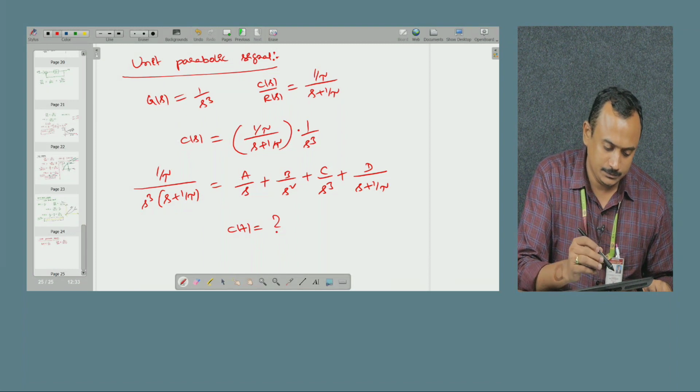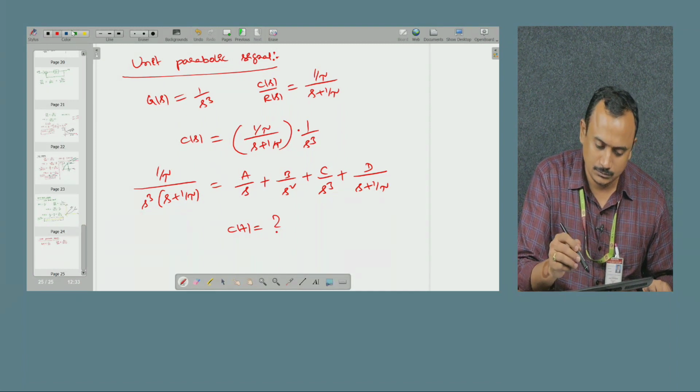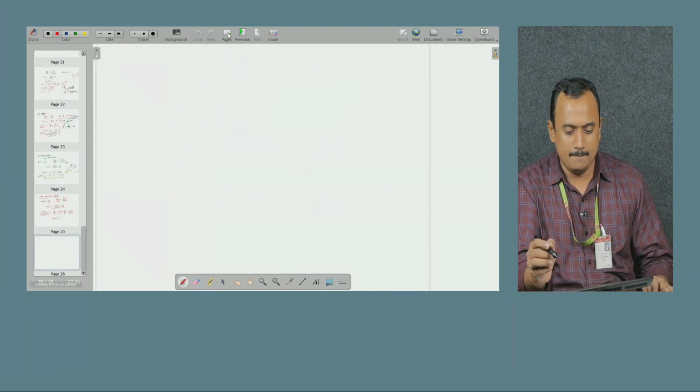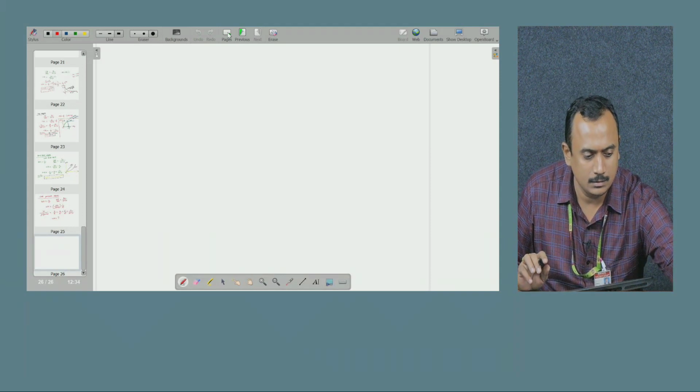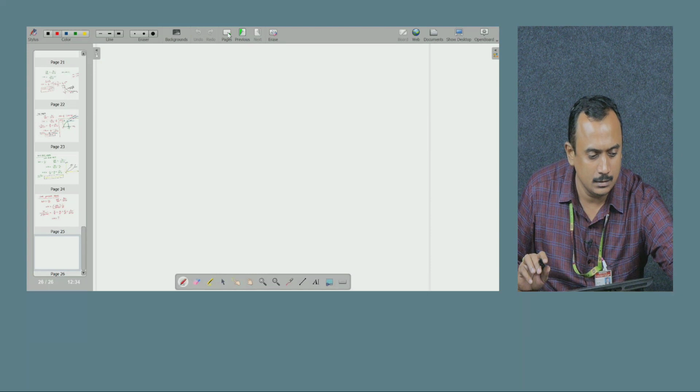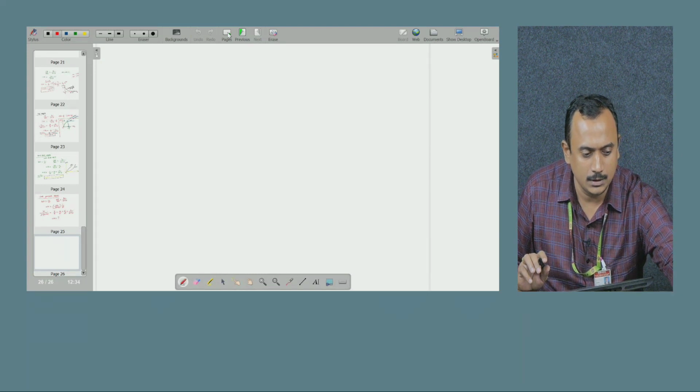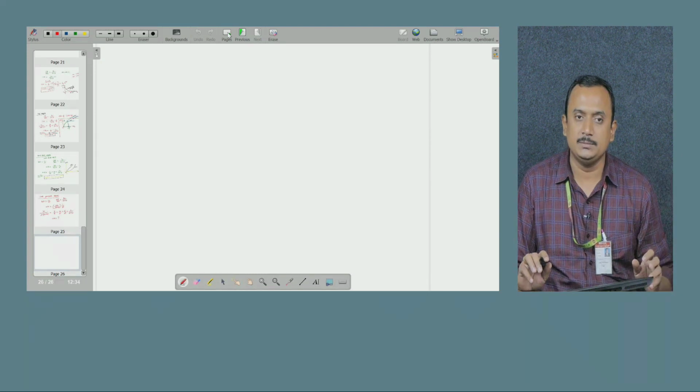Next, we will continue the second order system in the next class.